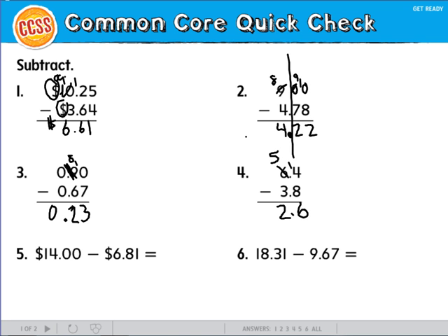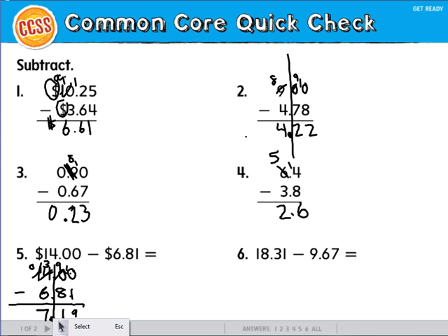Alright, now hopefully you guys rewrote the 5 and 6 to look like this. 0 subtract 1, can't do it, so I have to regroup. So I'm going to come all the way over here to 4. 10 subtract 1 is 9. 9 subtract 8 is 1. 3 subtract 6, can't do it. So I regroup again. 13 subtract 6 is 7. The line is my decimal. $7.19. Make sure you put dollar signs when we're working with money.